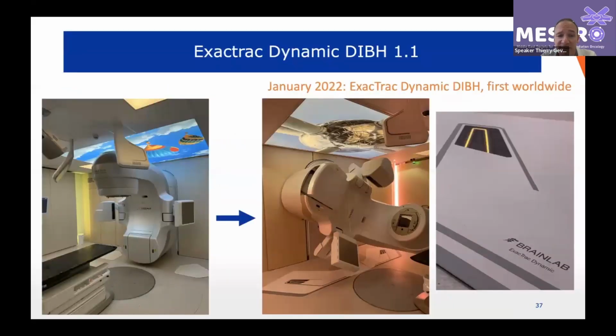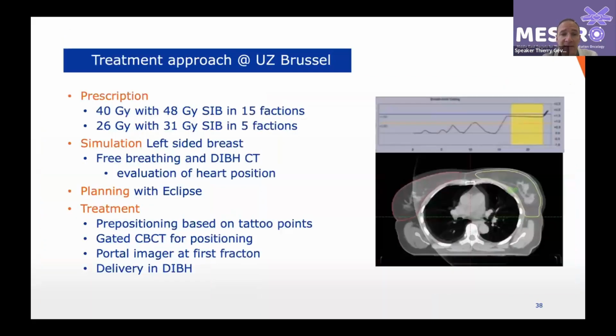So in 2022, we installed the Deep Inspiration Breath Hold module, which is a kind of upgrade that we were getting in order that we can apply it. And this was our strategy in our department. Either we go for 15 fractions, with a simultaneous integrated boost, or we go for a 5 fraction scheme. We treat left-sided breast always in breath hold if possible.